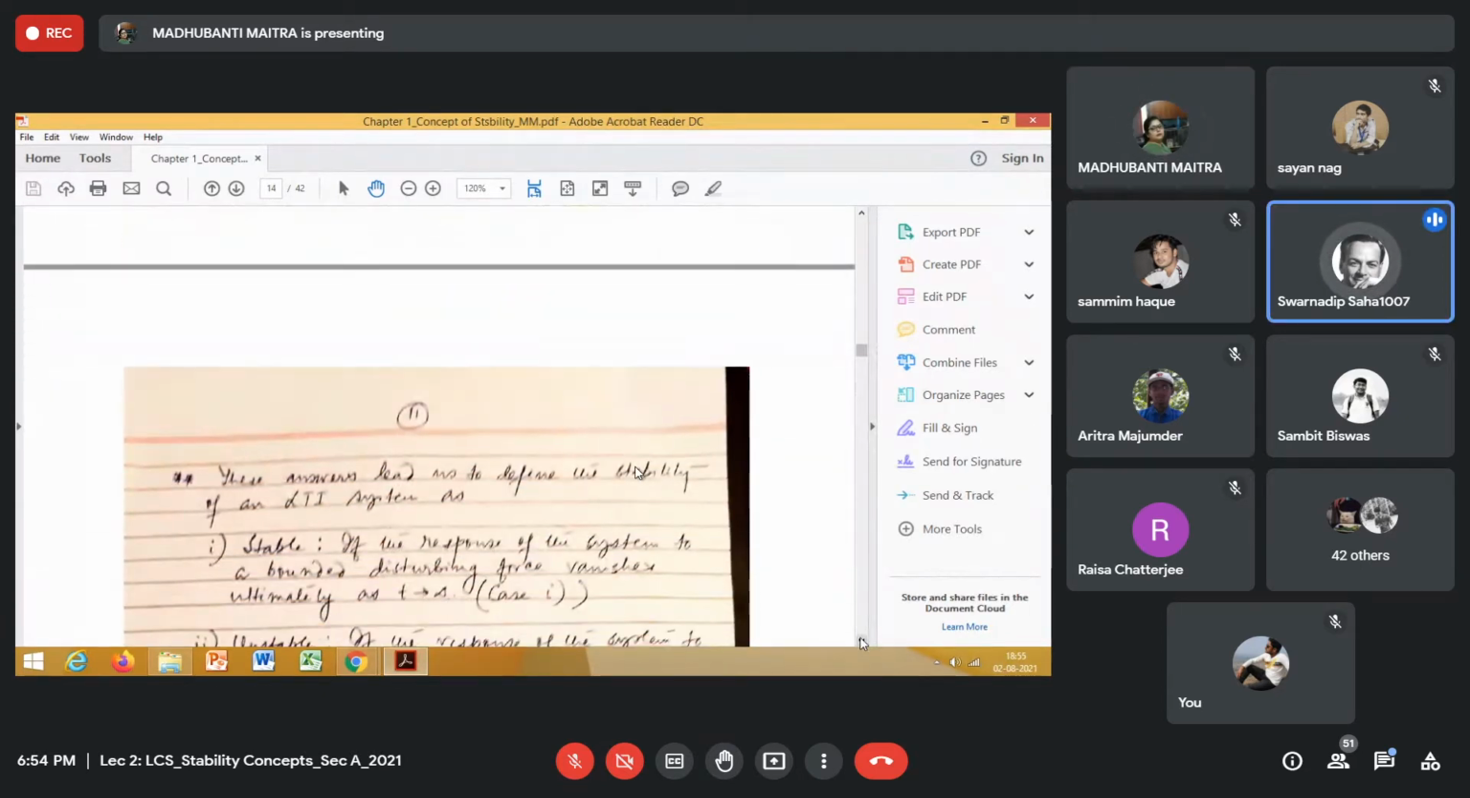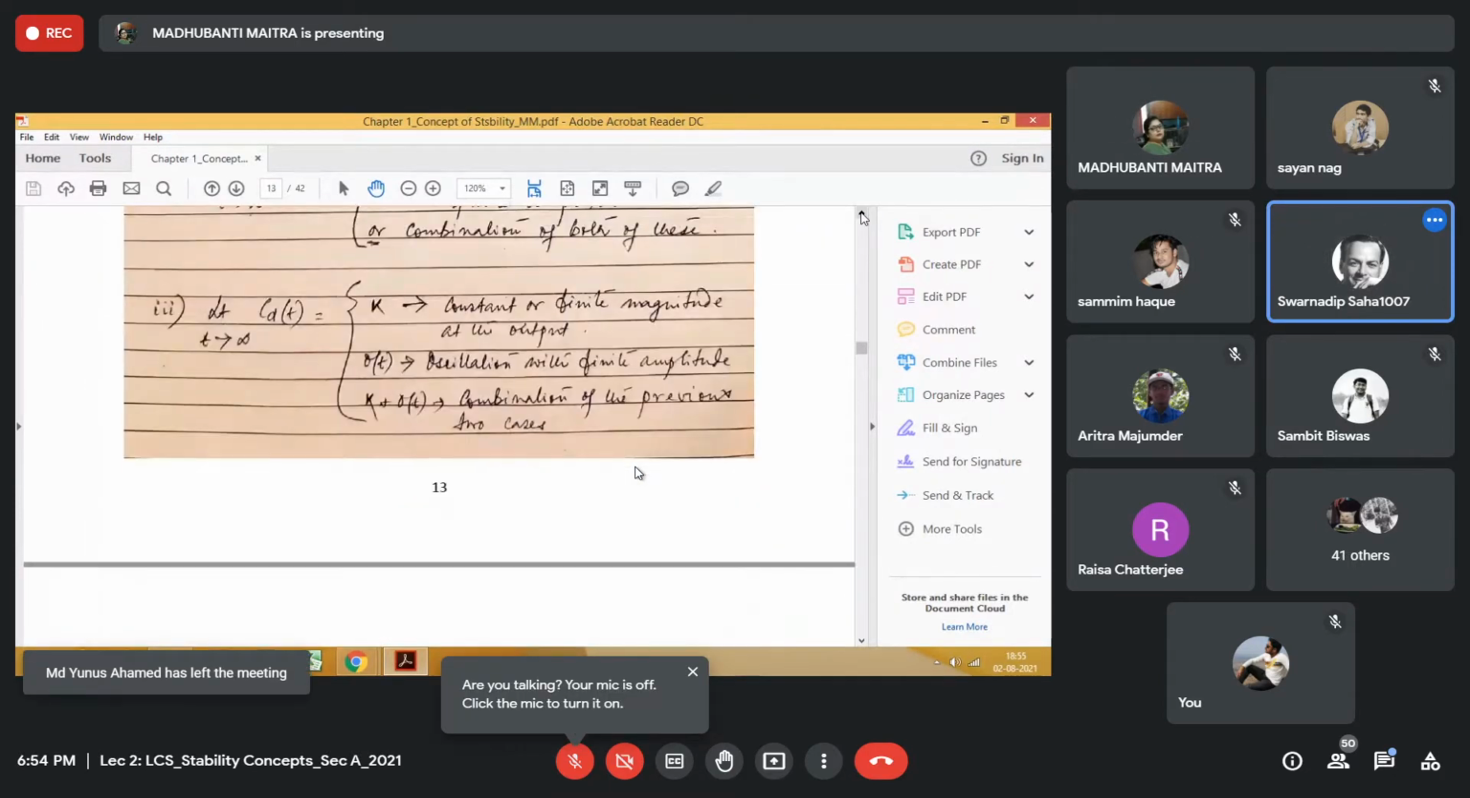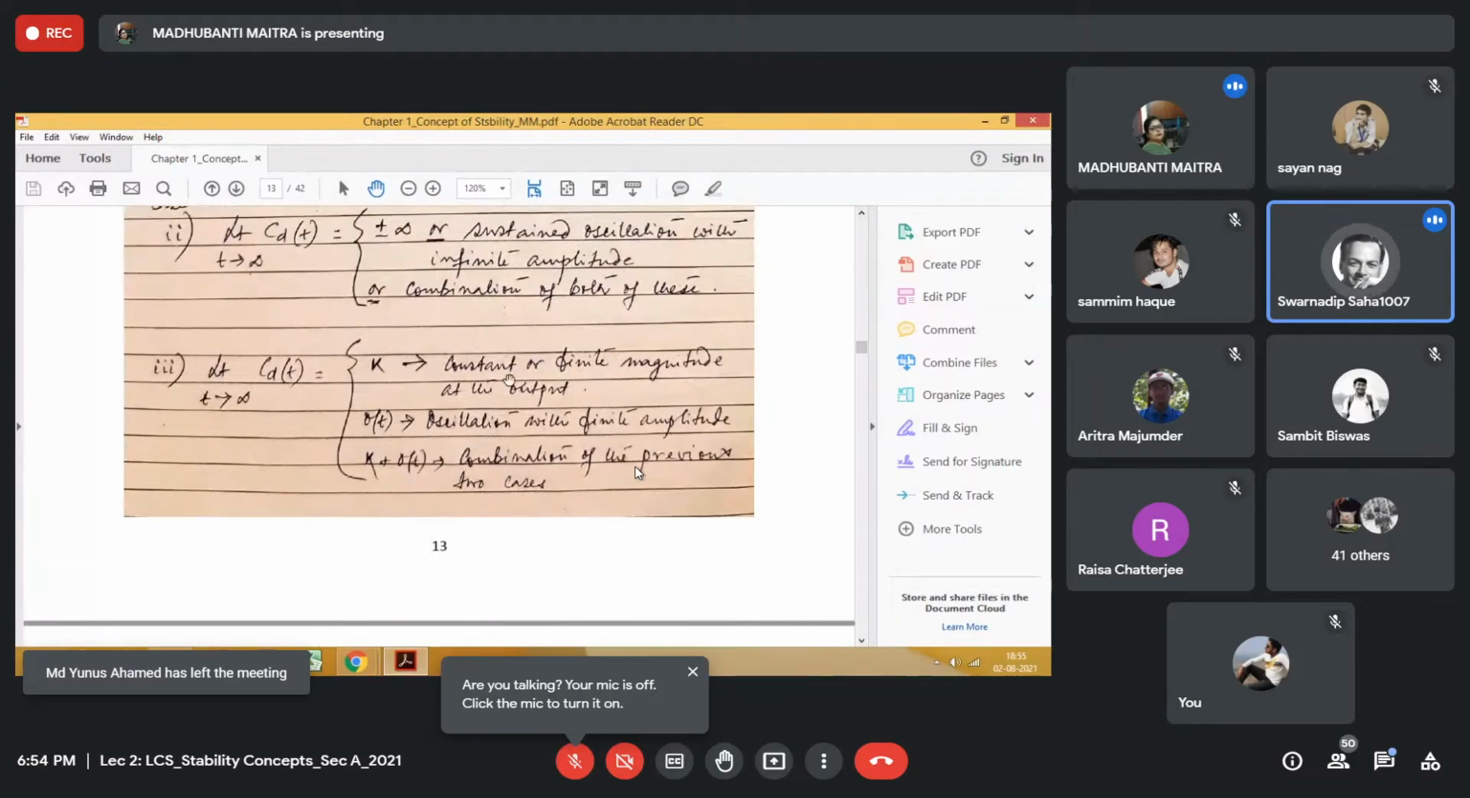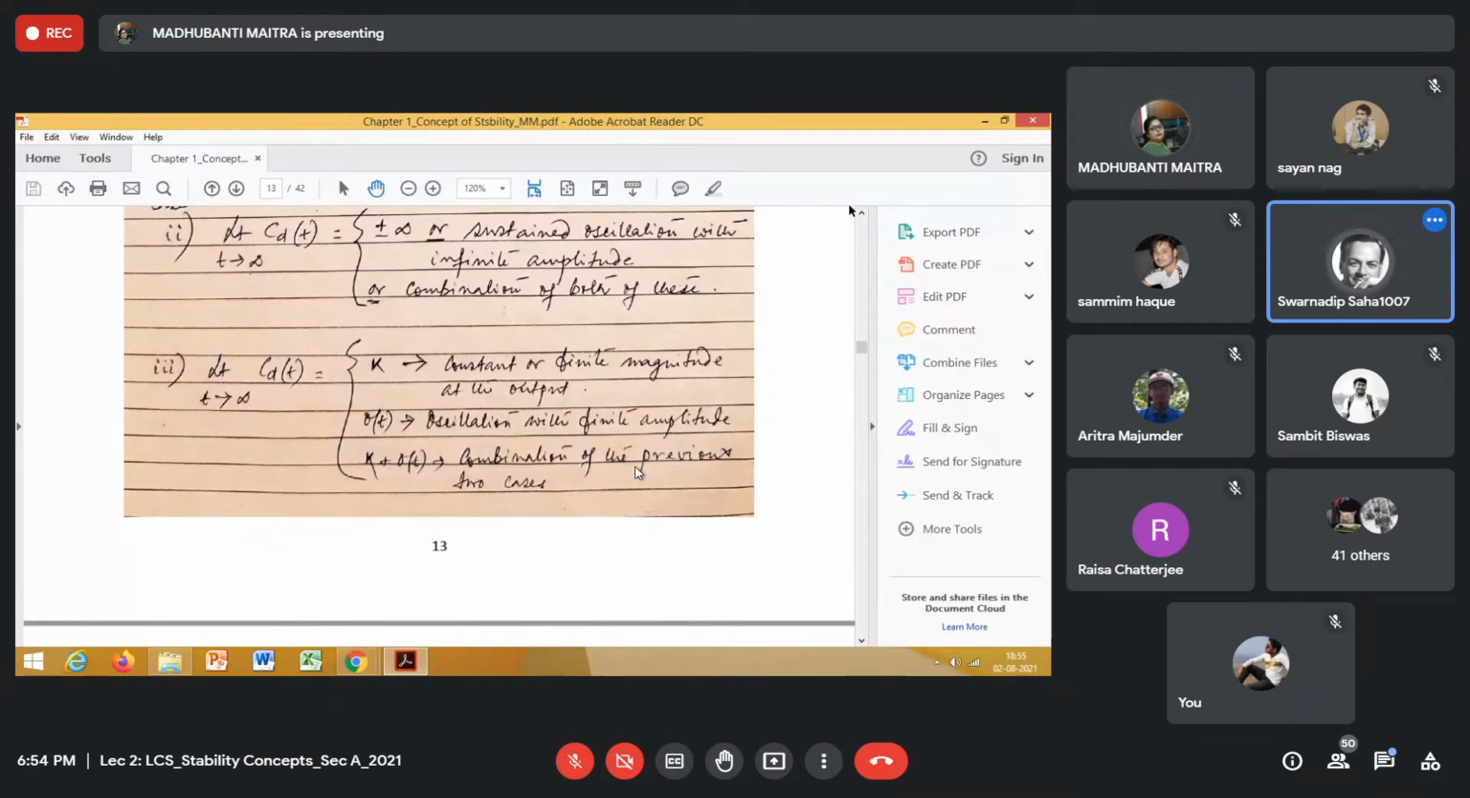Ma'am, can you repeat this again, please? Which one? The one above which you have studied just now. That limit, yes, the third case. Ma'am, both the second and third case, please repeat.